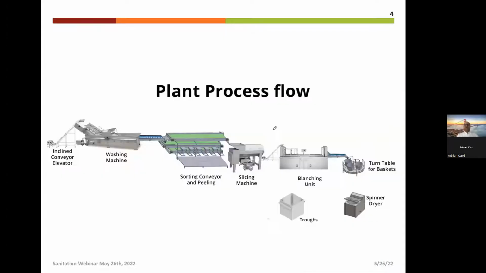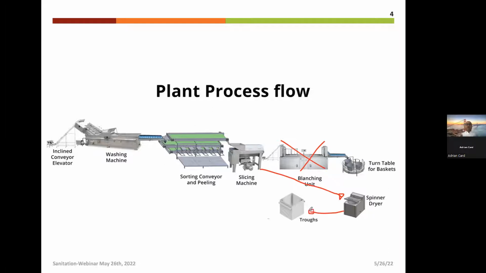And so if we were to put this in a simple process flow, then we will have an incline elevator that goes into a washing machine. Then we have some sort of sorting and peeling going on, slicing, then some sort of blanching, depending on the operation that you might have. This blanching could be gone, and instead of this, we could go straight into spinning and then drying the product and then putting it back into boxes.